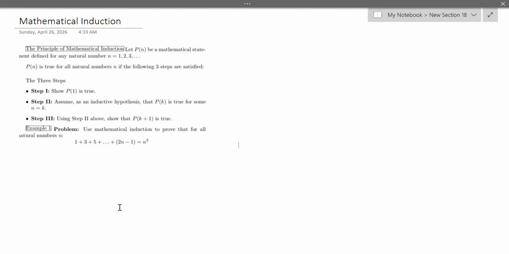Now, P of n is true for all natural numbers n if the following three steps are satisfied. The first step is to show that P of 1 is true. So that is the first step. The first thing you must do is to show that the statement is true when n equals 1. Then step 2, we are going to assume as an inductive hypothesis that P of k is true for some n equals k. So k is an arbitrary number, so we are just going to assume that n is equal to k.